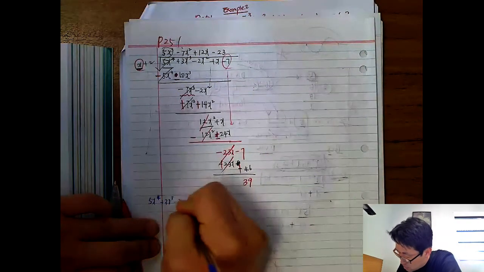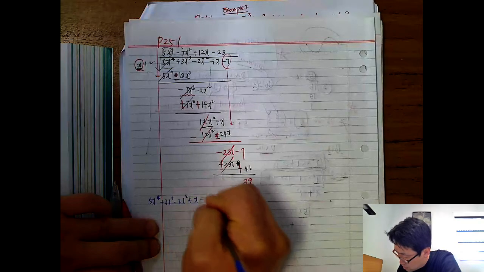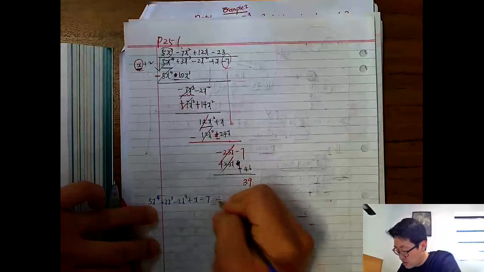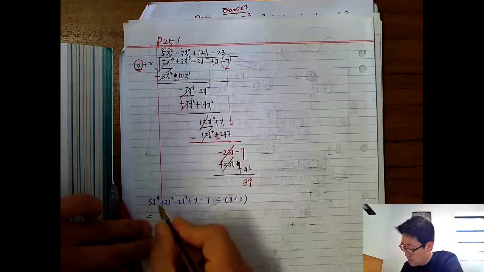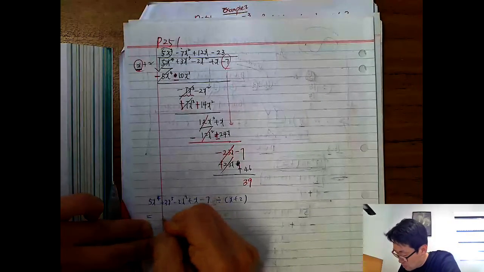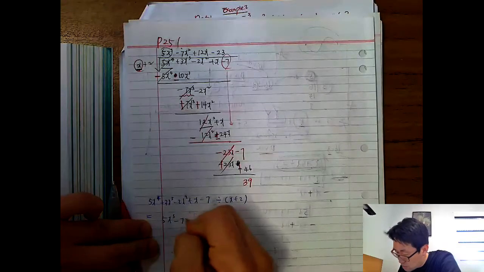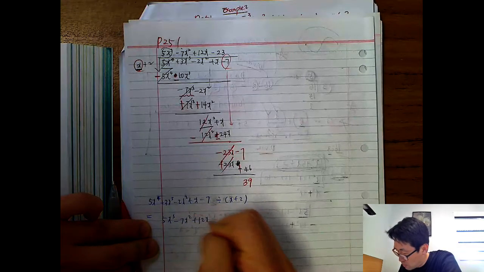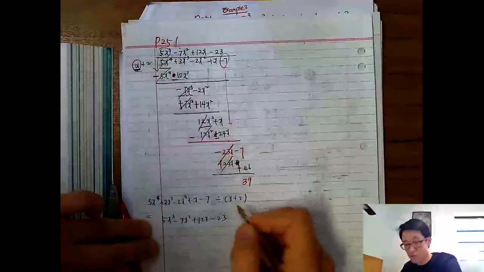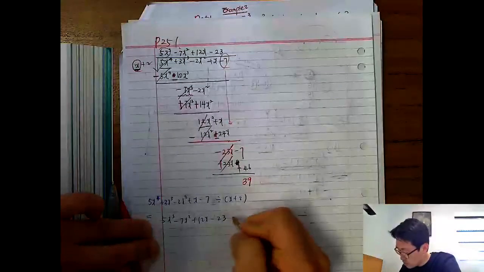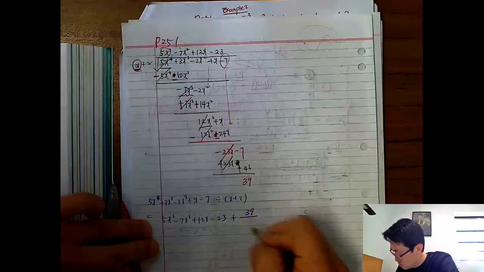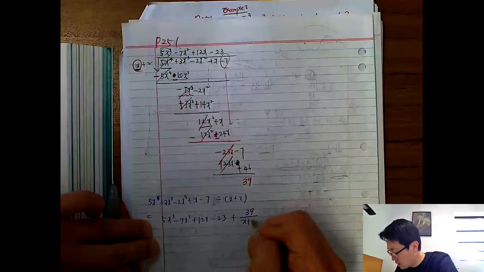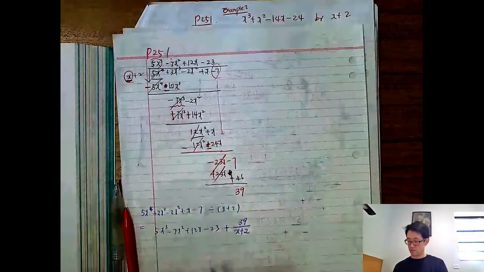Dividend divided by x plus 2, the divisor. What do we get? 5x cubed minus 7x squared plus 12x, with 3 remaining. So it's quotient plus remainder over x plus 2, the divisor.